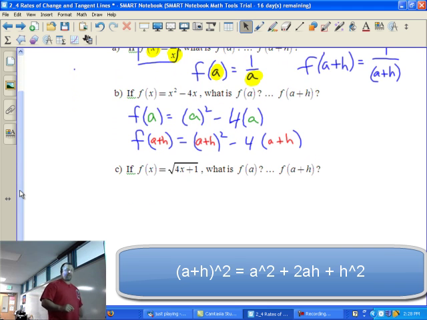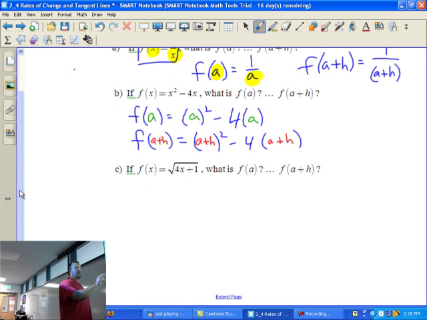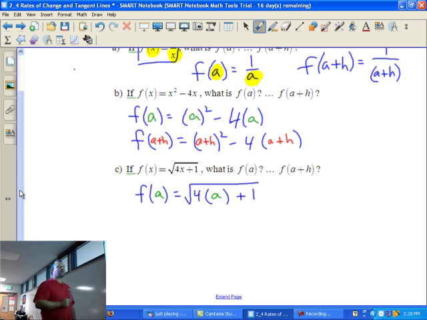All right, how does it work if we've got the square root of 4x plus 1? Well, f of x equals the square root of 4 times x plus 1. And if I'm going to plug in a, I get the square root of 4 times a plus 1, which you don't even need the parentheses in this problem. It would simply look like that.